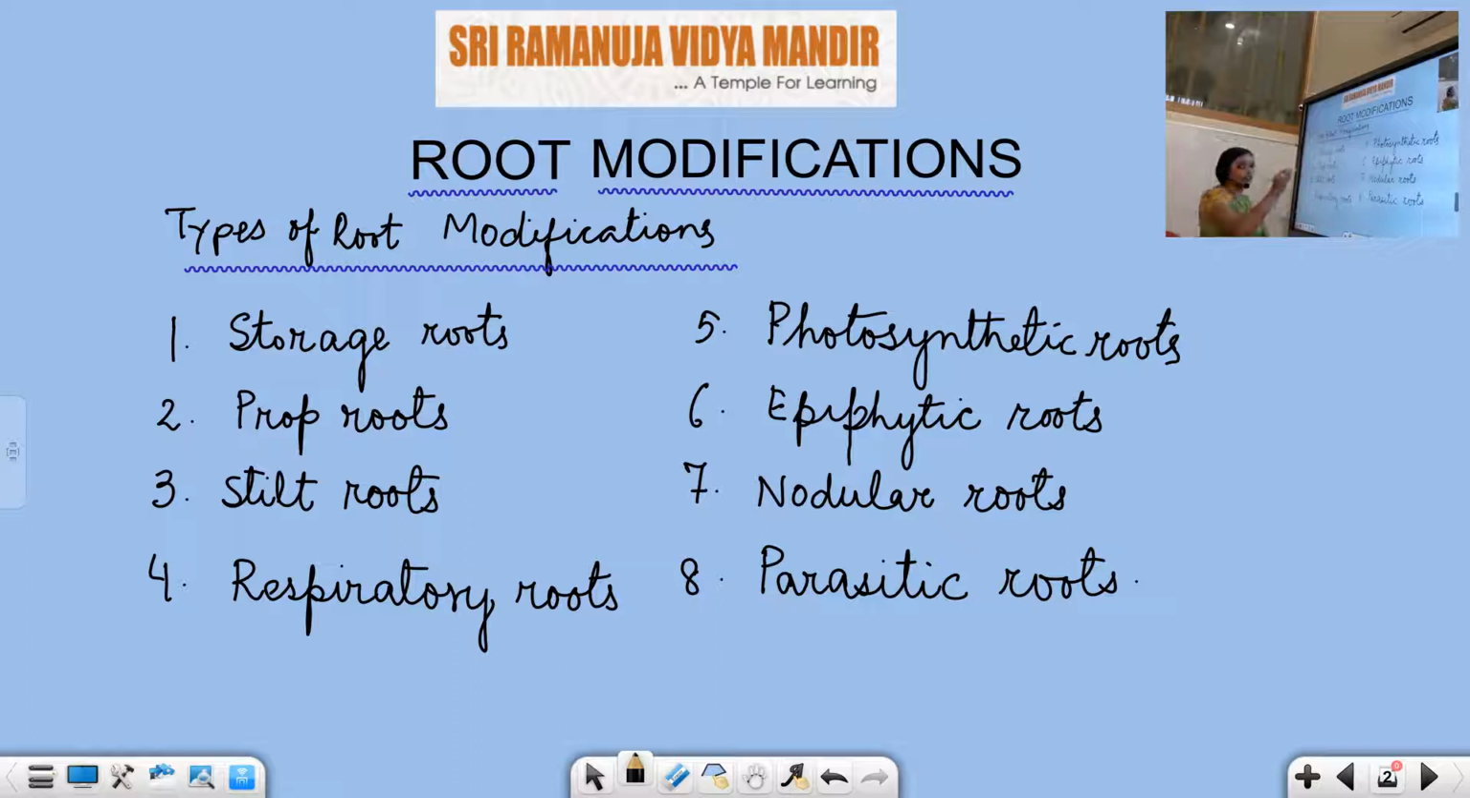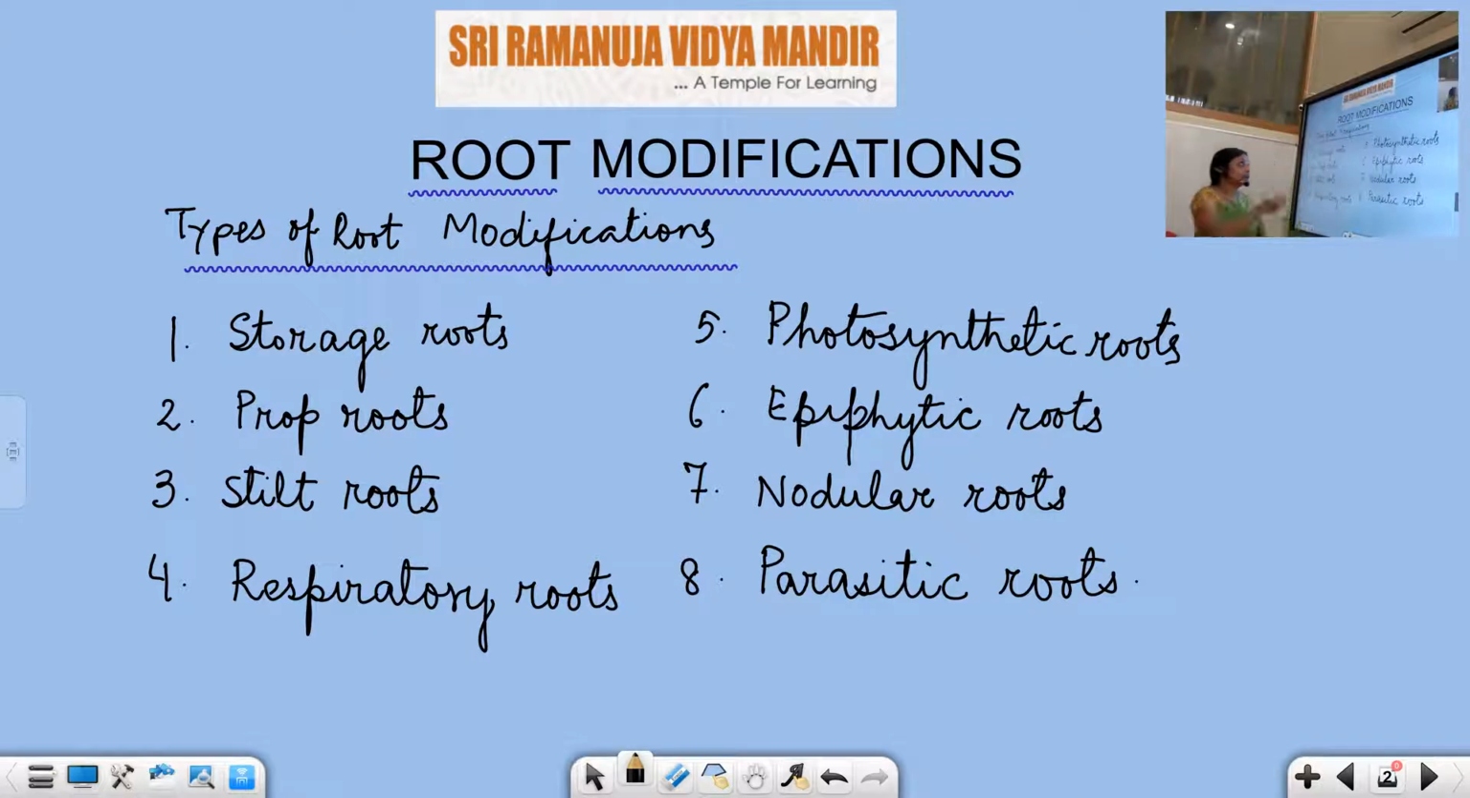So what is root modification, or what is modification in plants? If any structural change occurs in the plant to perform new functions suitable to the environment, that is called modification. If that structural change occurs in the root, it becomes root modification. If it occurs in the stem, we say stem modification. Similarly, if it occurs in the leaf, it is leaf modification.